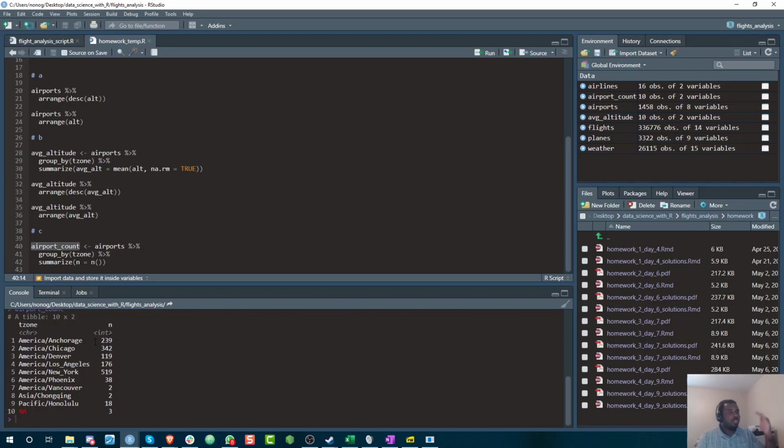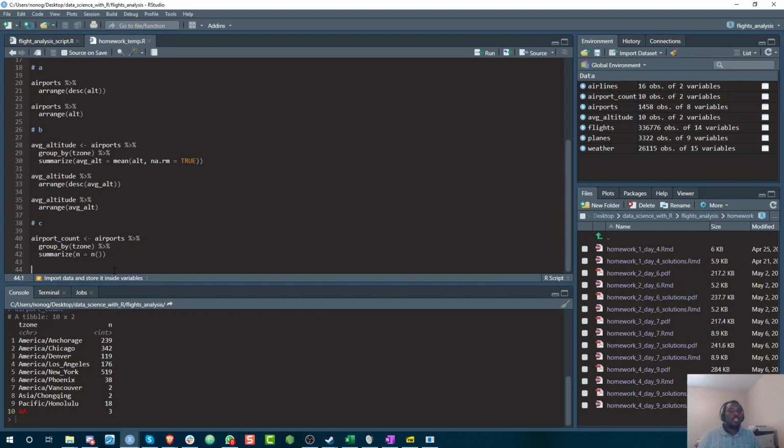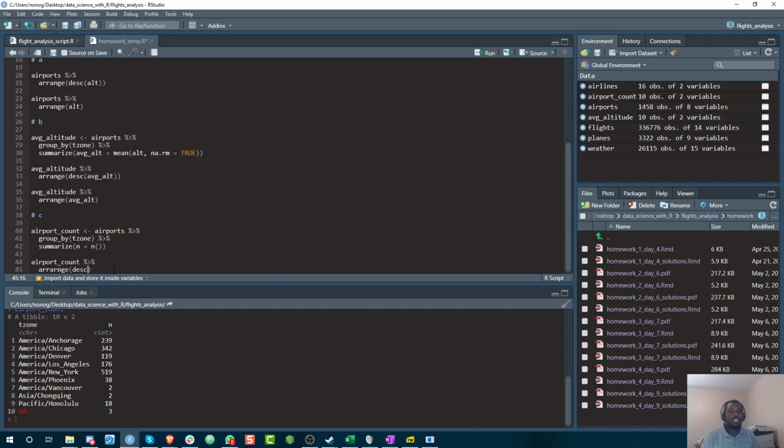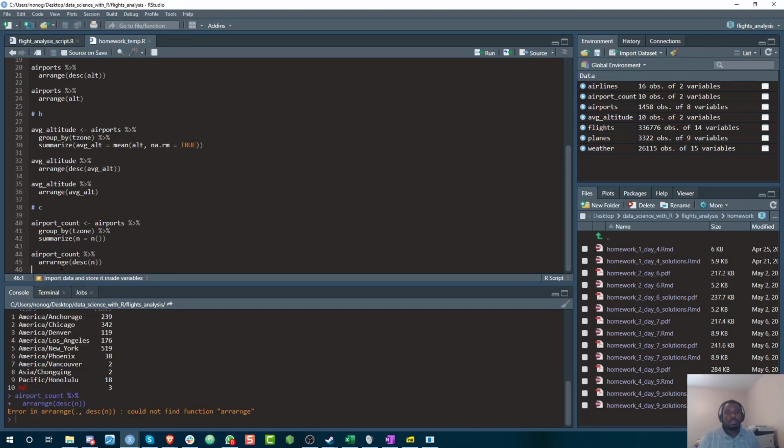Okay, but now we just count the number of elements in each group, which is the number of airports in this context. So what is the time zone with the largest number of airports? We can just arrange in descending order of n. Oh, made a mistake here. Could not find function arrange because I misspelled this. Okay, so that's the time zone here for New York.